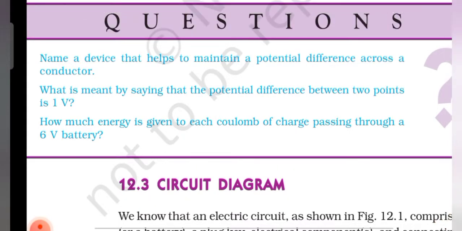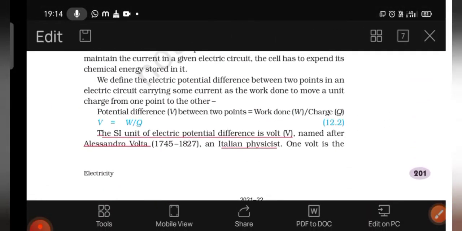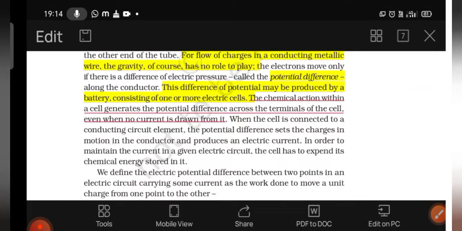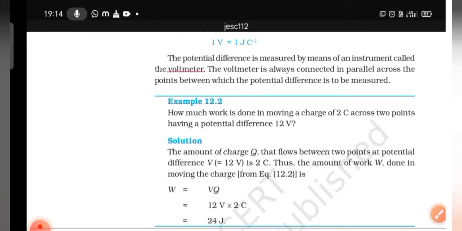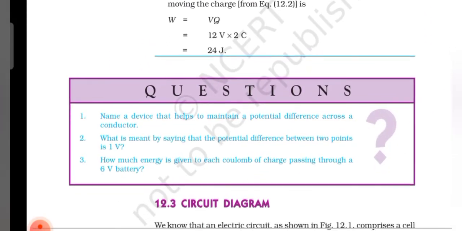Okay, so it will be battery or cell, which is a source of electricity. Just now I have told you, I have underlined that point also: the chemical action within a cell generates the potential difference across the terminals of the cell even when no current is drawn from it. So you have to read line by line, because questions are asked from the lines.